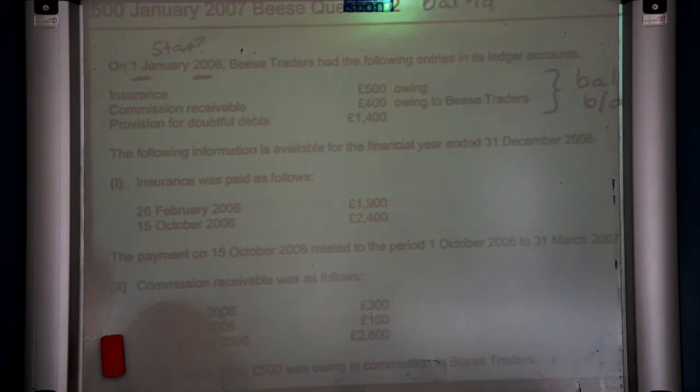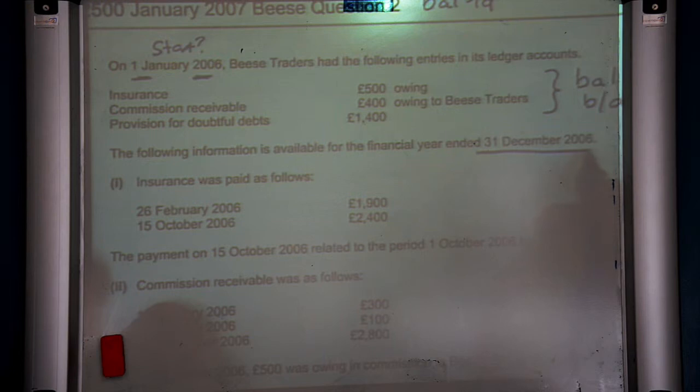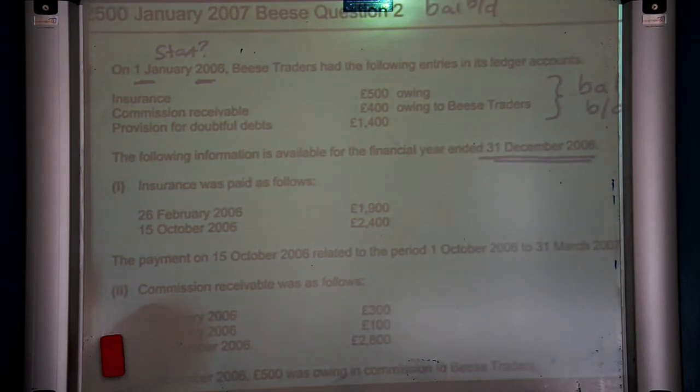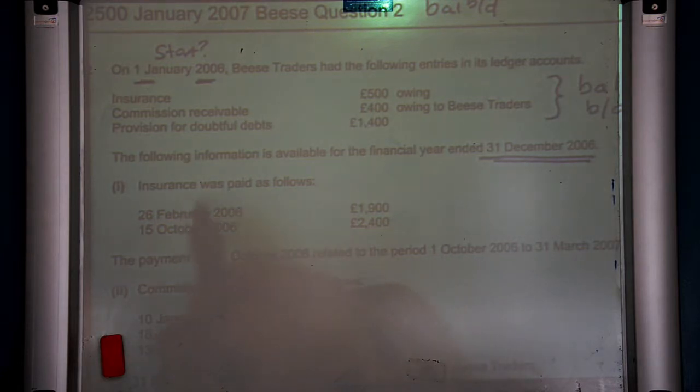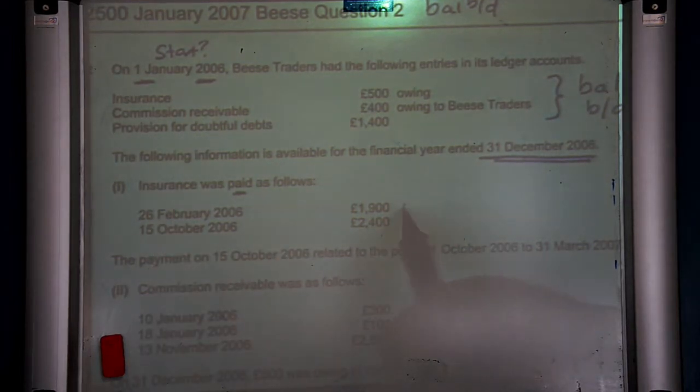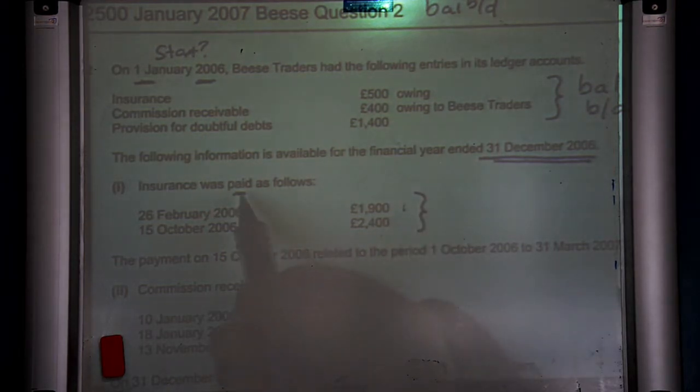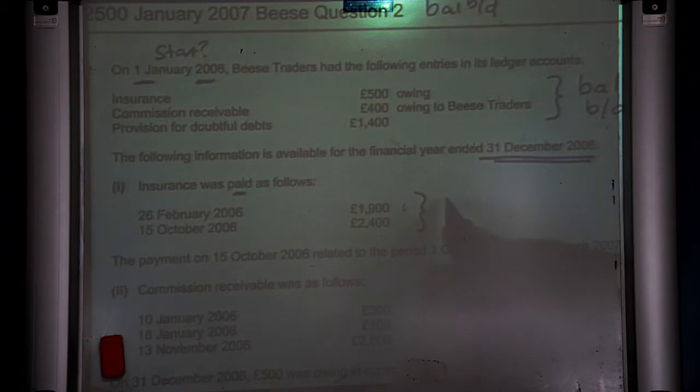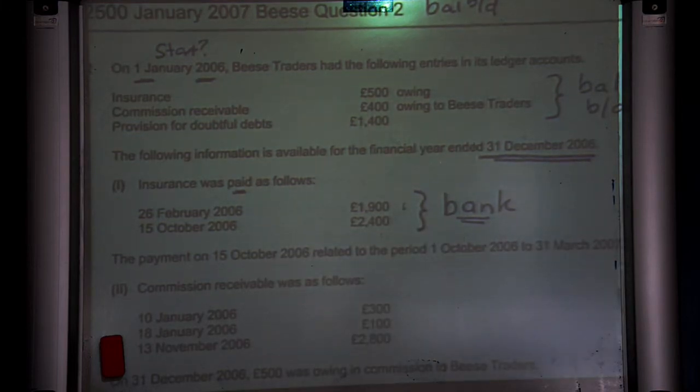We've got the following information available for the year ended 31st of December. So what we've got now is items available for the end of the year. Sweet, so we're looking for BAL CDs probably. Okay, during the year, insurance was paid as follows. I have got insurance paid on this date and on this date for $1,900 and for $2,400. Those 2 items there I have paid. Therefore, to pay insurance to the insurance company, I would have paid it through the bank account. I've just found my bank items.